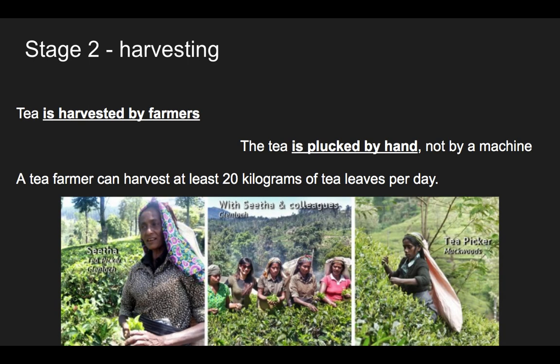Okay. Stage 2, harvesting. So tea is harvested by farmers. The tea is plucked or picked by hand, not by a machine. And a tea farmer can harvest at least 20 kilograms of tea leaves every day. Here you can see some women harvesting tea.